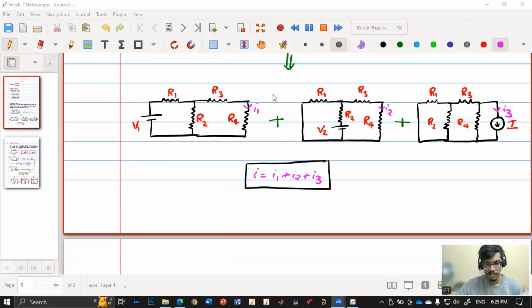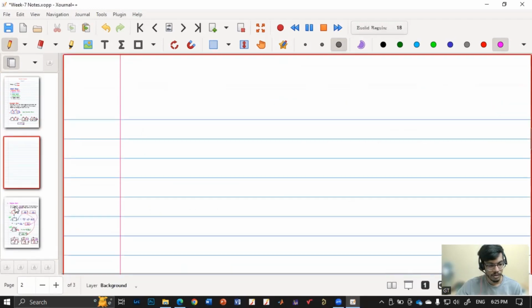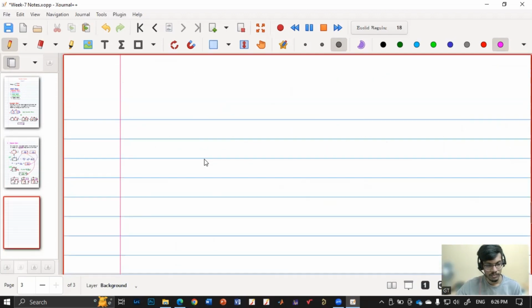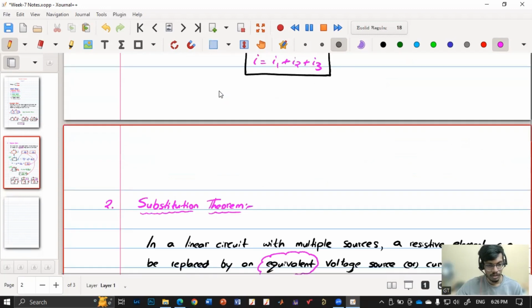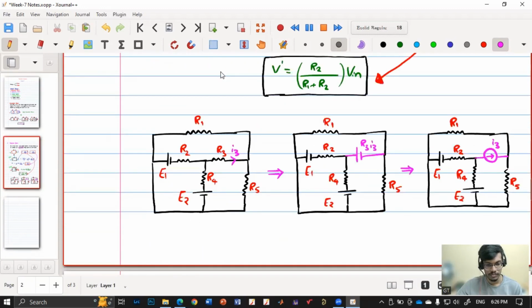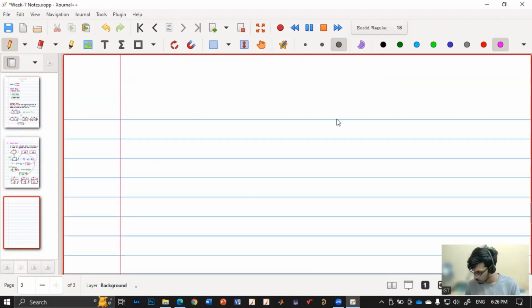So anyone, Thevenin's theorem? Hello. So now we are in which theorem? Third theorem, Thevenin. So what is Thevenin's theorem?